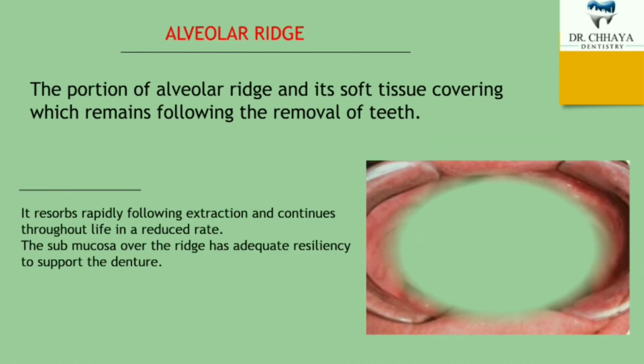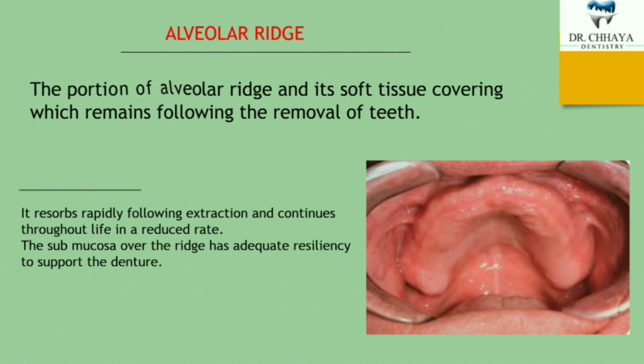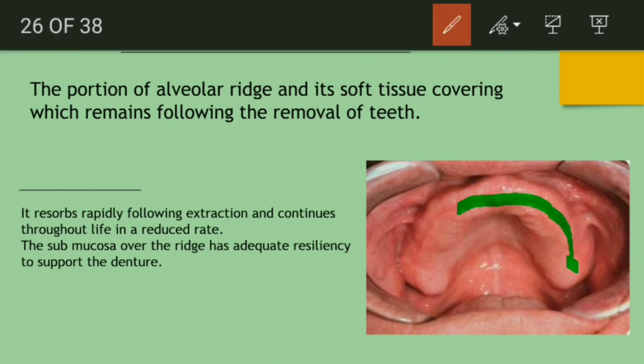Now alveolar ridge: the portion of alveolar ridge and its soft tissue covering which remain following the removal of teeth. That is the area where the teeth are present, or we can say the area left behind after teeth loss. These areas are called alveolar ridge. See here, this area is called the alveolar ridge where teeth were present before extraction.